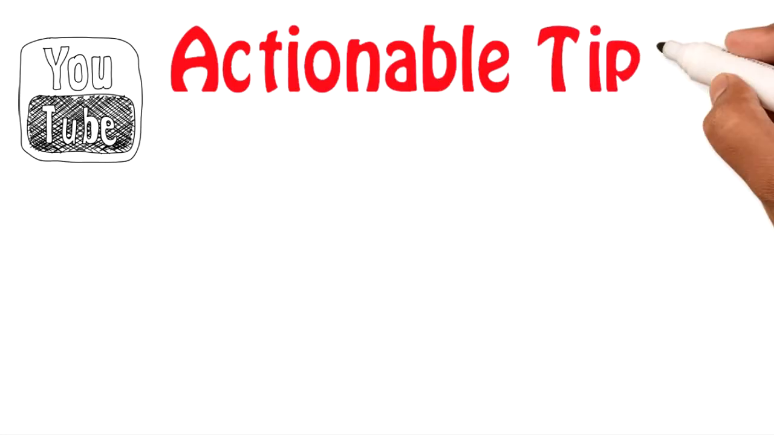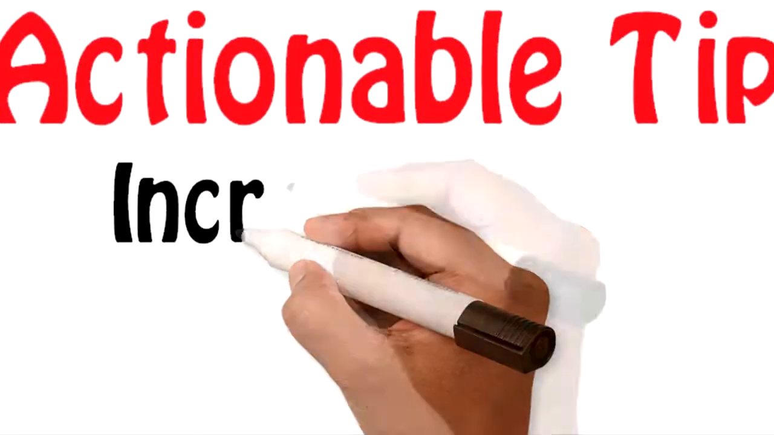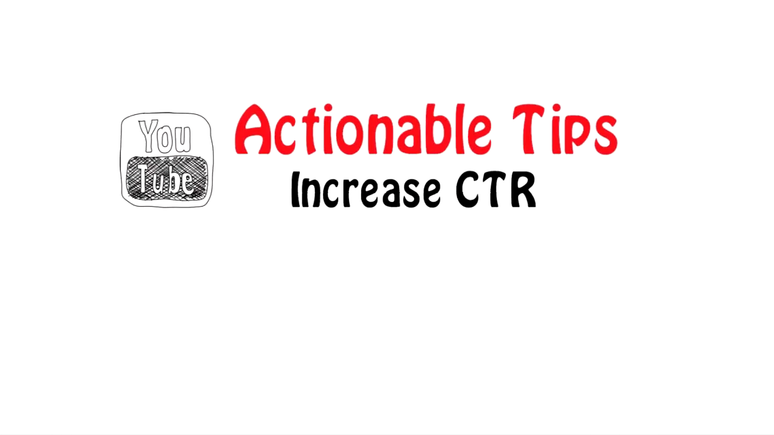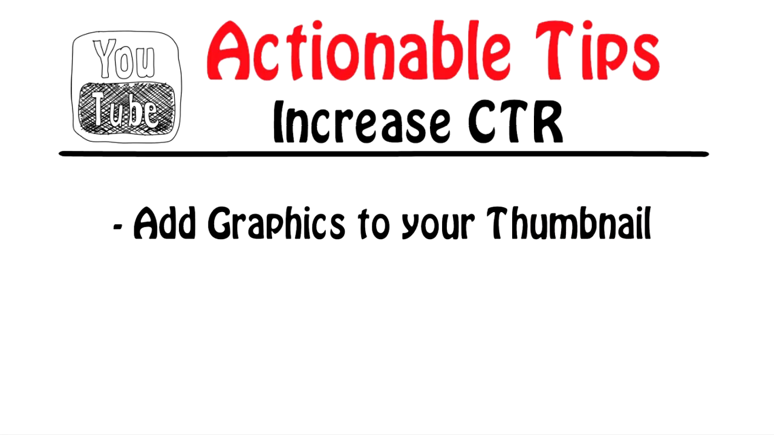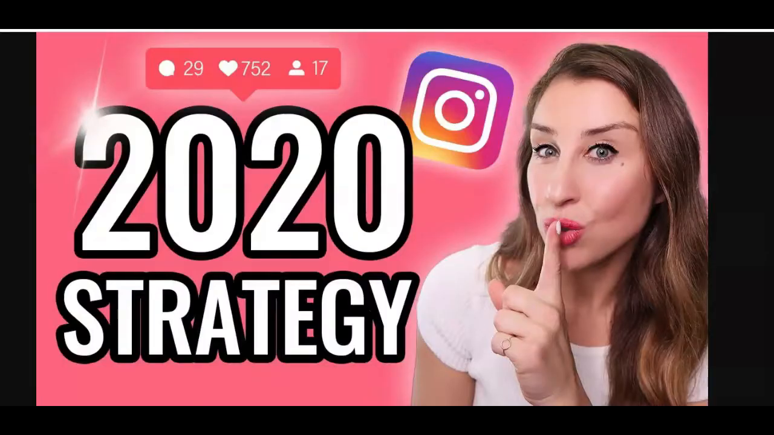Here are some actionable tips that you can start applying today on your video thumbnails to help increase your video click-through rate. You can decide to start adding graphics to your thumbnails. Graphics can help people understand what your video is about. For example, this thumbnail includes an image of a lady with an Instagram logo. That tells me and probably other viewers from a glance that this video is about Instagram.